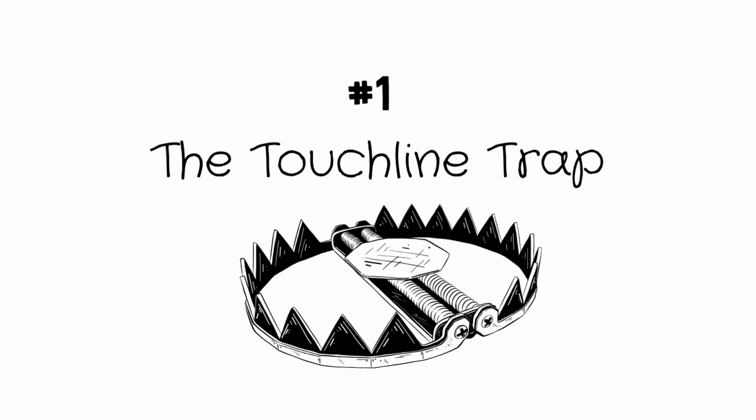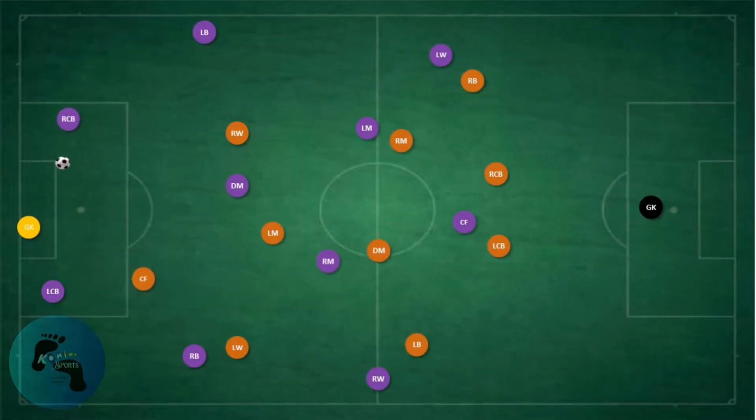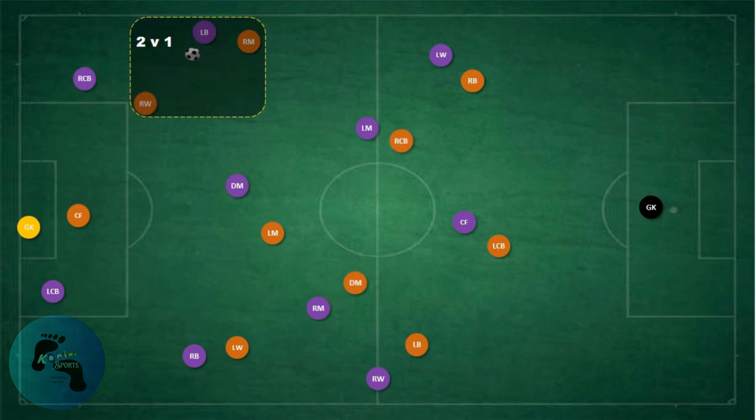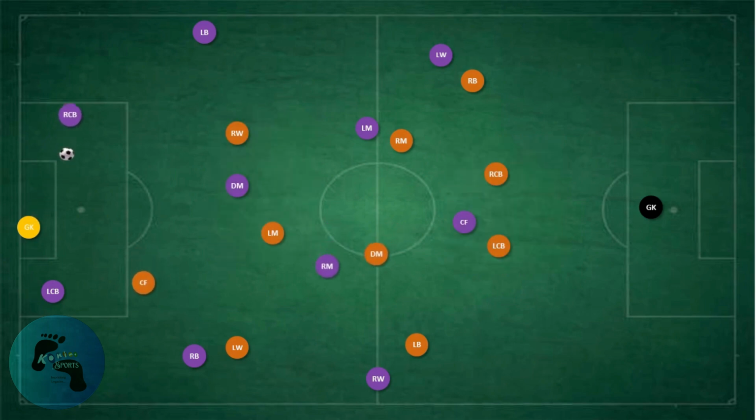The touchline trap. This is perhaps the commonest pressing trap still in use today. Teams organize their press centrally to direct play towards the fullbacks, who they then press with intensity as they attempt to receive the ball. The reduced space available to the fullbacks, coupled with the aggressive pressing, usually places them at a disadvantage, which results in loss of possession through a number of ways.